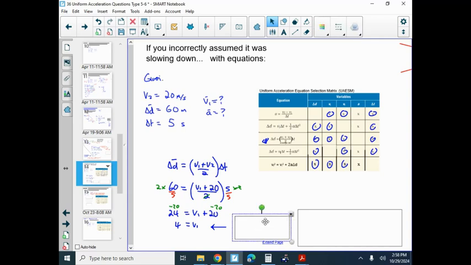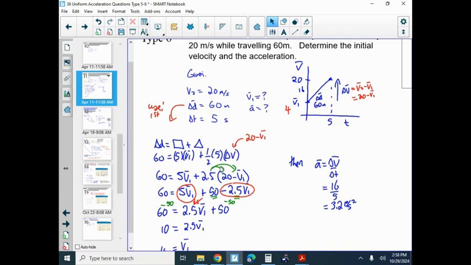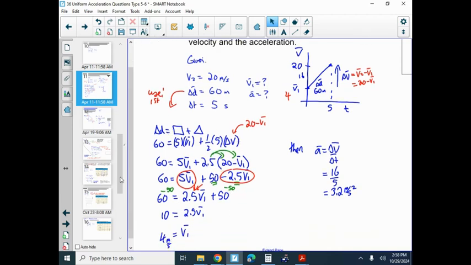That's the same as we got. So the answer is, oh geez, it's not greater than 10 and so on. This again tells you that you're actually speeding up from 4. So I'm going to cross this little assumption thing out here and say, well, really, this is just my page for determining the initial velocity using equations. That's all that really is. Okay? So we determine the initial velocity using equations, whereas before we determined the initial velocity using VT graphs, right?